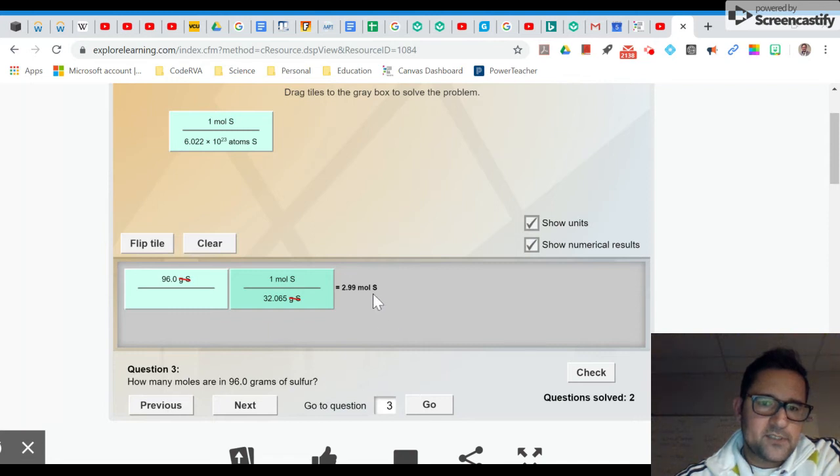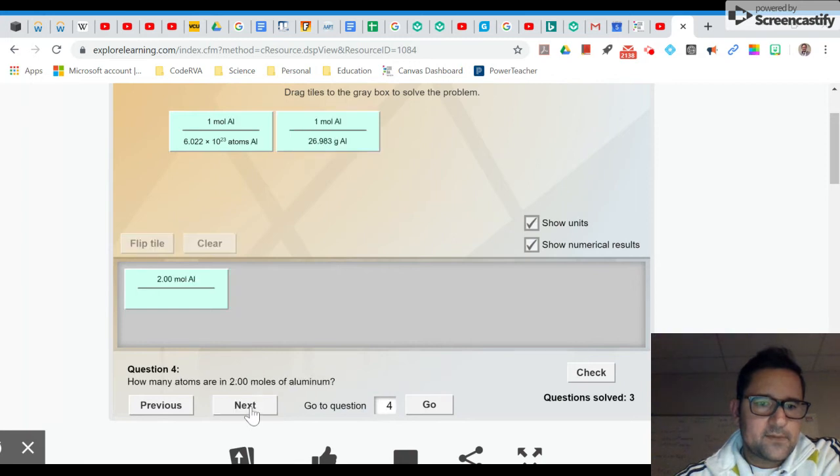So the answer comes out to be 2.99 moles. I do check, that's correct. Next question says, how many atoms are in 2 moles of aluminum? So I've got to go from moles to atoms.